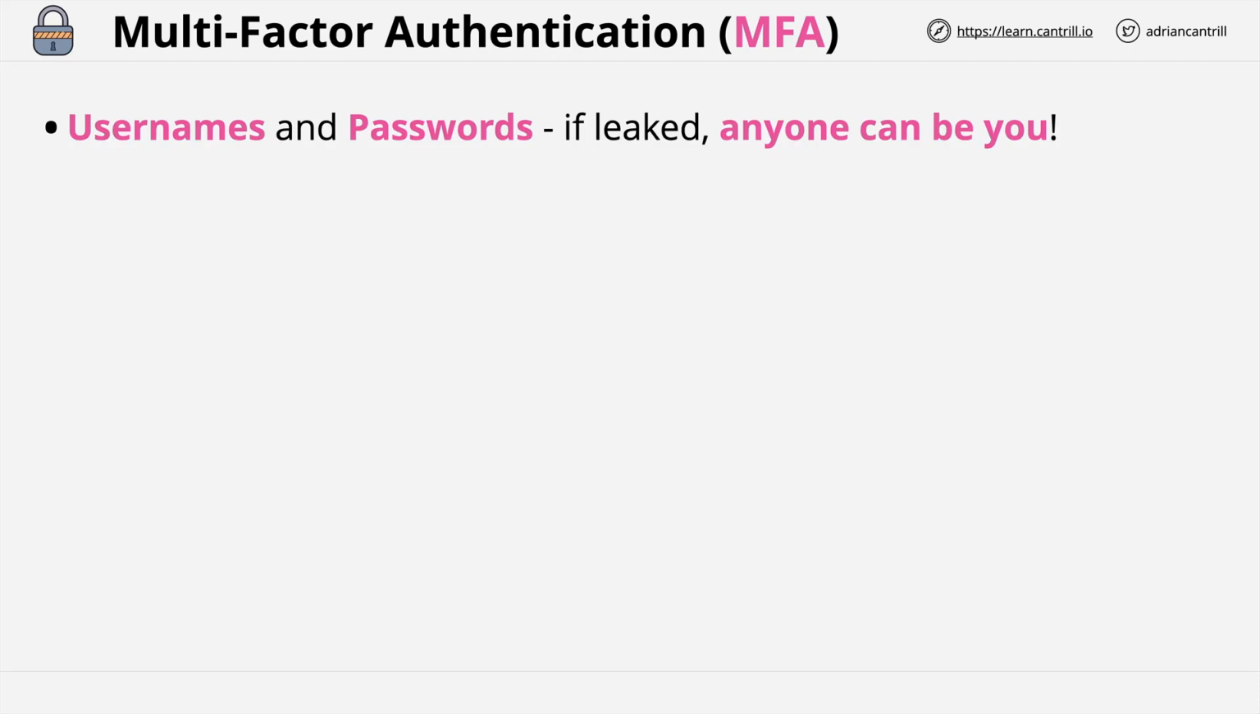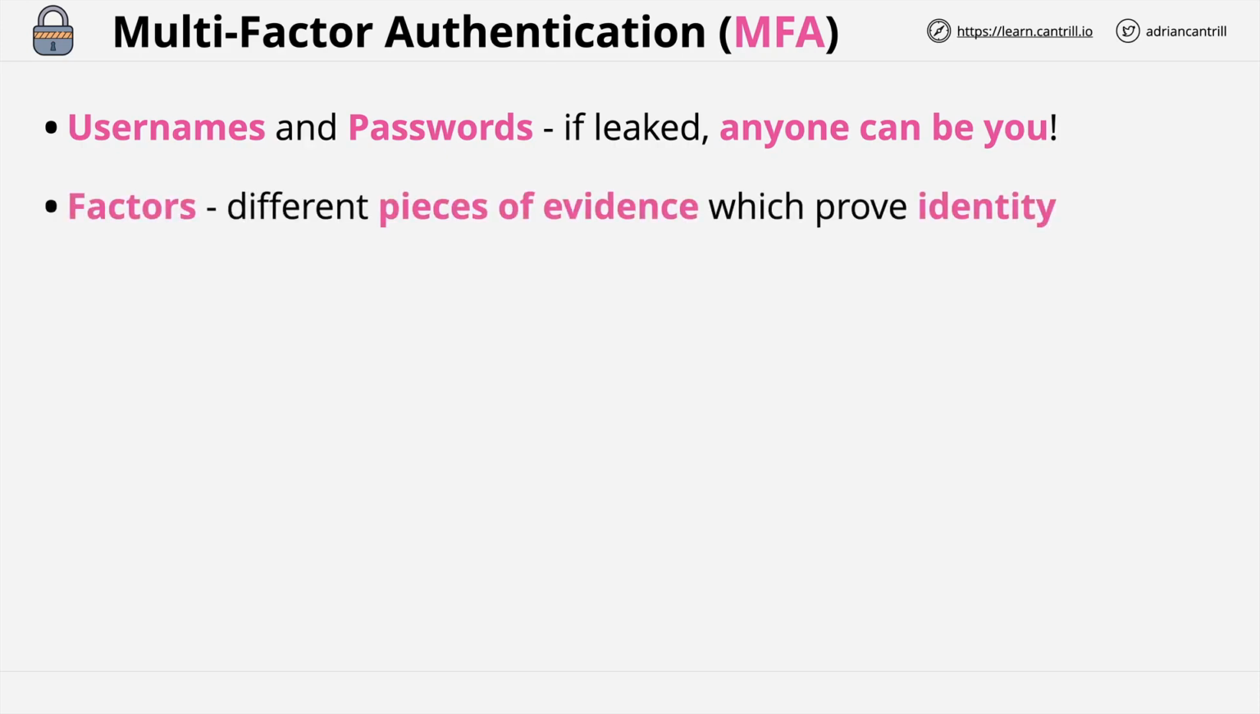There's another term which I want to introduce, and that term is known as a factor or factors. Factors are pieces of evidence which prove identity, and there are different types of factors. So when you hear the term single factor authentication, this means to use just one of these types of factors. Multi-factor authentication is when you use multiple factors or multiple types of factors to log in to an application.